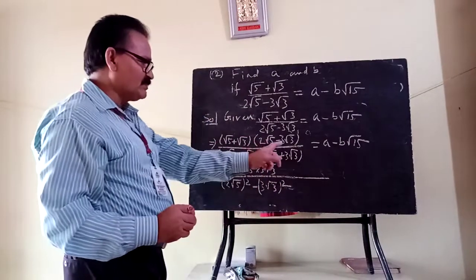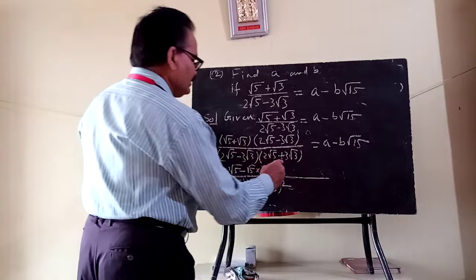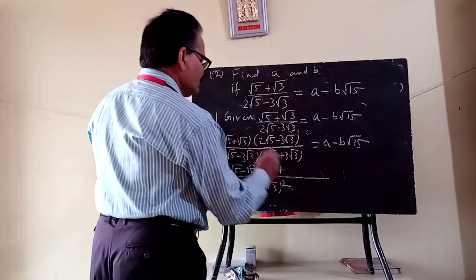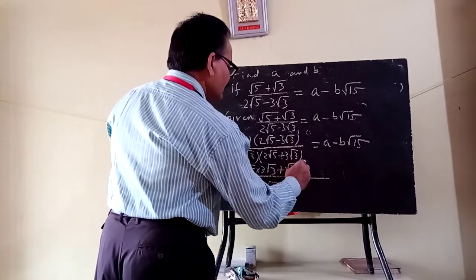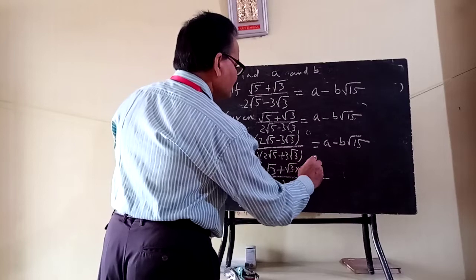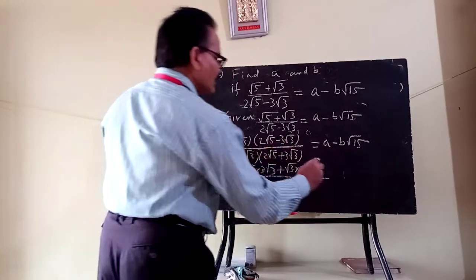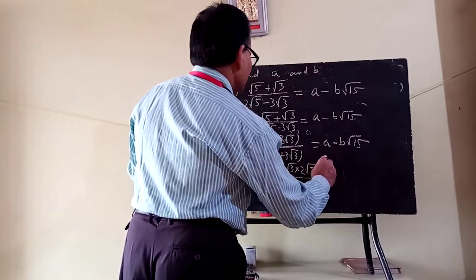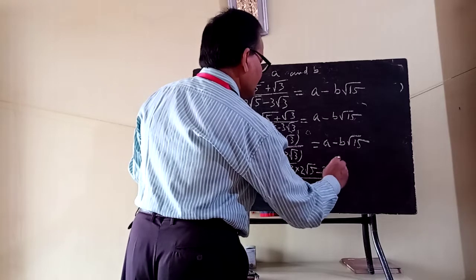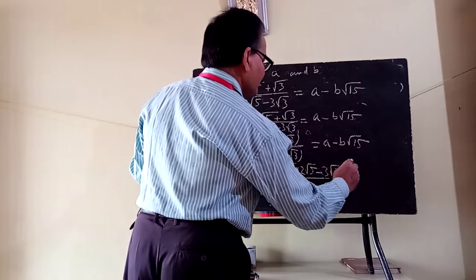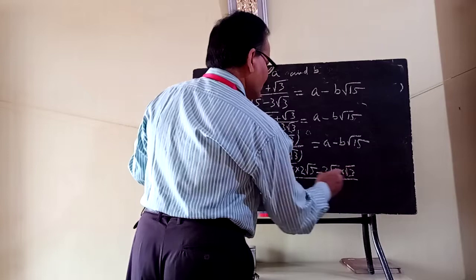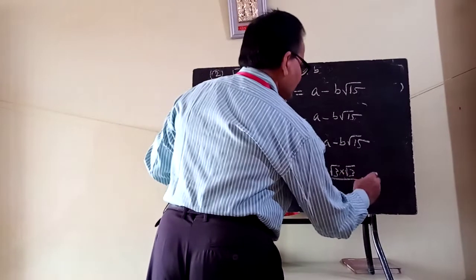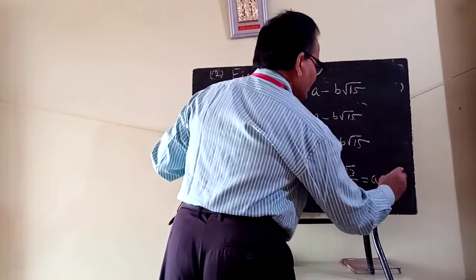So root 5 is multiplied with both these. Then again put a plus sign, root 3 into 2 root 5, then minus 3 root 3 into root 3. And on the right side it is a minus b root 15.